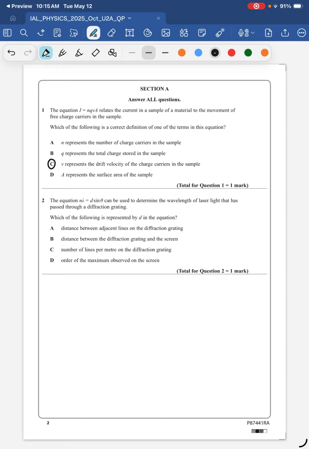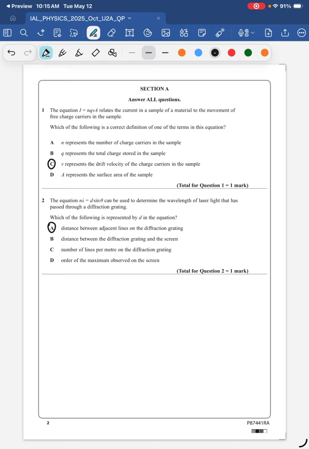The equation n lambda equals d sine theta, where n is an integer here, can be used to determine the wavelength of laser light that has passed through a diffraction grating. Which of the following is represented by d in the equation? So it's of course the spacing between the consecutive lines in the grating. So let's find the right answer. Option A says it's the distance between adjacent lines on the diffraction grating, which is actually the correct answer.